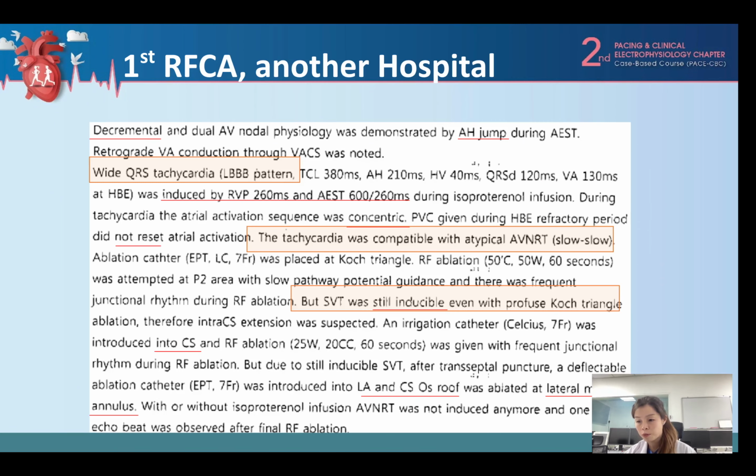Still remember the report of the first ablation. If we do not have Mahaim pathway in our mind, the diagnosis could be missed. This is especially true because the baseline pre-excitation of Mahaim fiber is minimal on ECG. Moreover, if the Mahaim pathway blocks much earlier than the AV node, then the progressive augmentation of the QRS and the decremental accessory pathway property could be missed.